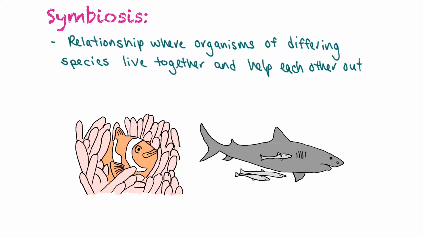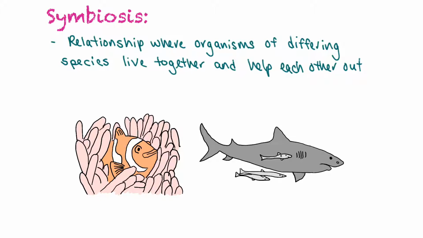Now, symbiosis is a relationship where organisms from different species live together and they help each other out. So they help benefit each other. An example might be a clownfish living in an anemone. The clownfish uses the anemone, because it has stinging tentacles, as shelter. The clownfish isn't affected by these tentacles. And when the clownfish comes back and brings food and eats the food, bits of it will drop into the anemone and provide food to the anemone.